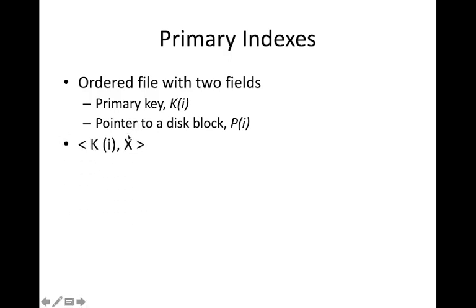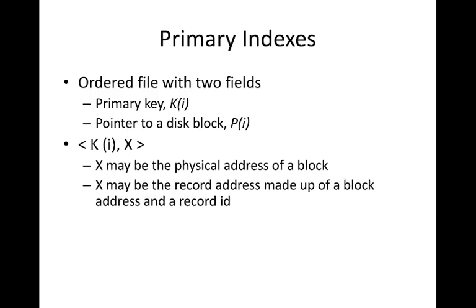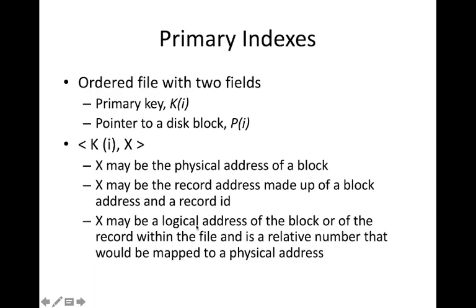It will be in this pair, K(i), P(i), and it can be replaced by x also. It does not matter, x can be anything. x may be a physical address of a block, or x may be a record address made up of a block address and a record ID, or x may be a logical address of the block or the record within the file, a relative number that would be mapped to a physical address.